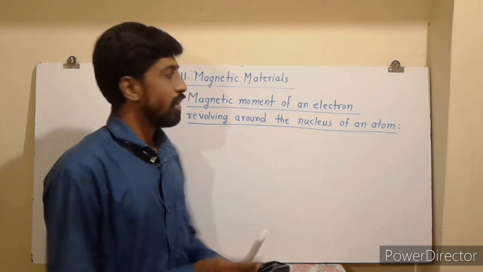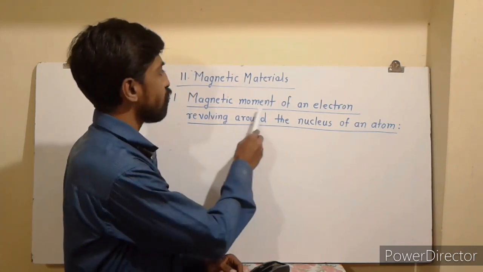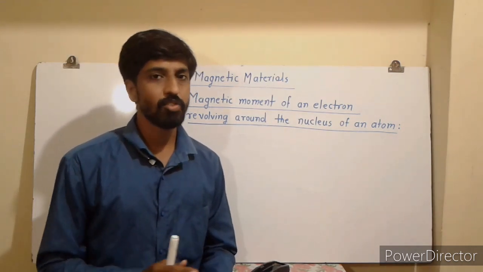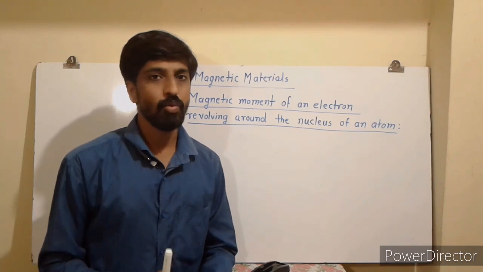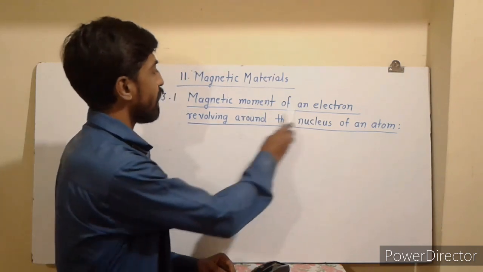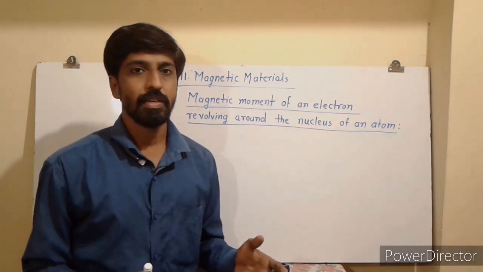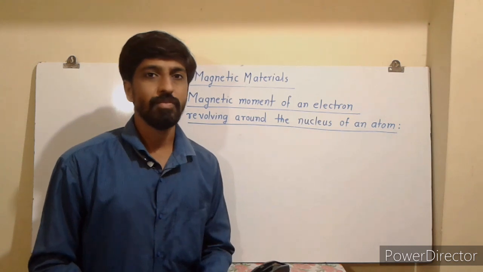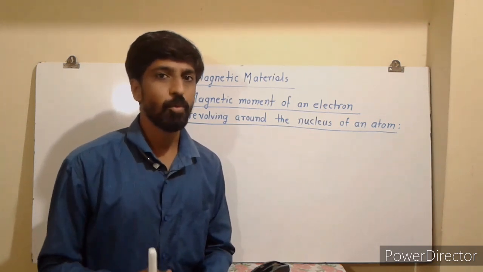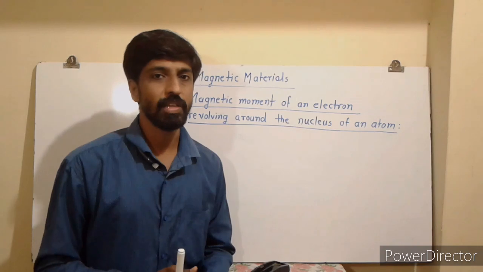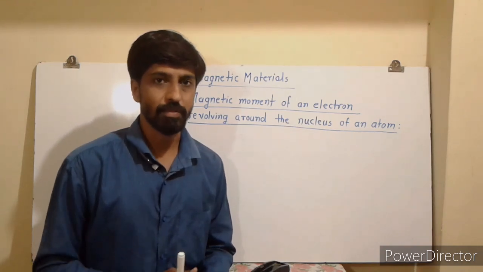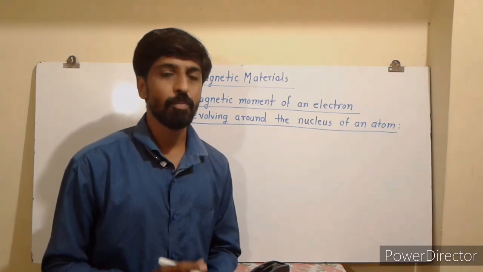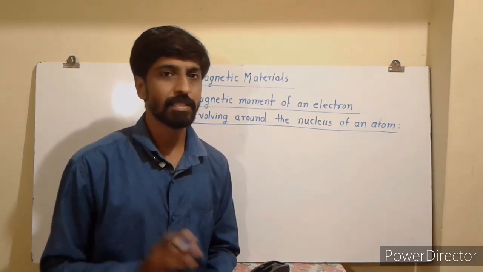So therefore, the magnetic moment of an electron revolving around the nucleus of an atom. In this topic, we are going to see how the magnetic moment of an electron is generated. Let us consider an electron revolving around a positively charged nucleus as a simple model.